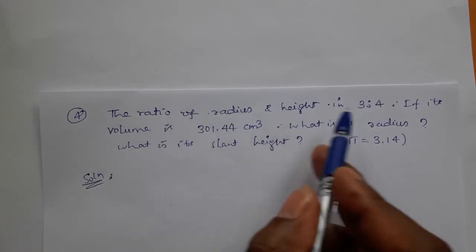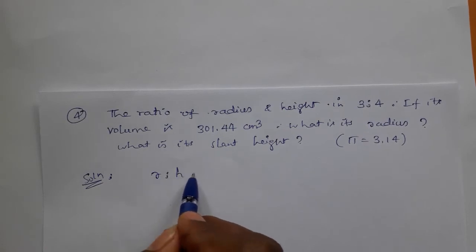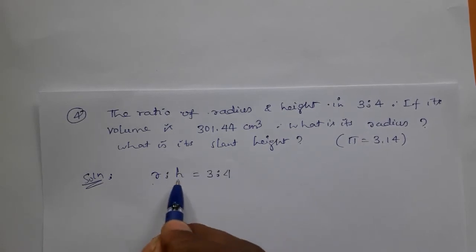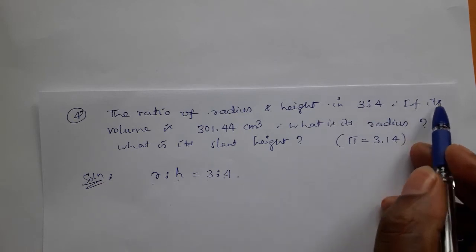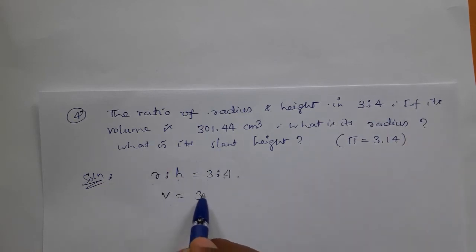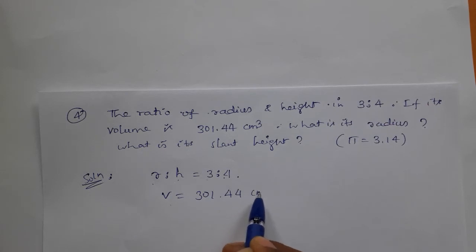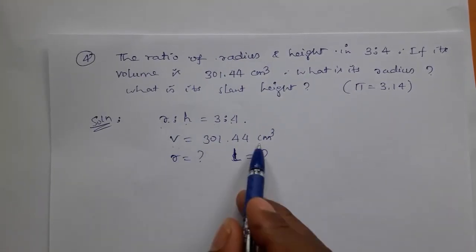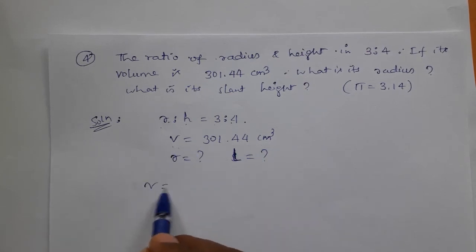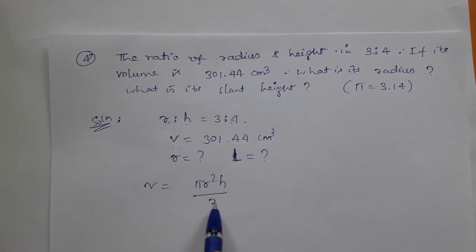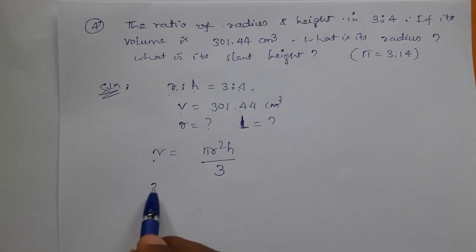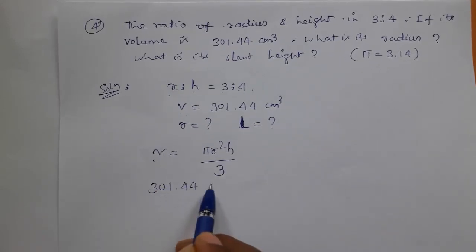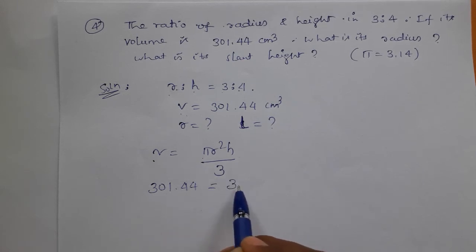Now we go for the solution with the given data. Radius and height are in the ratio 3 is to 4. If its volume is 301.44, find the radius and find the slant height l. Pi value is given. What else is given? The value of volume is given. So we go for the volume formula, pi r square h by 3. Volume 301.44 is equal to pi.